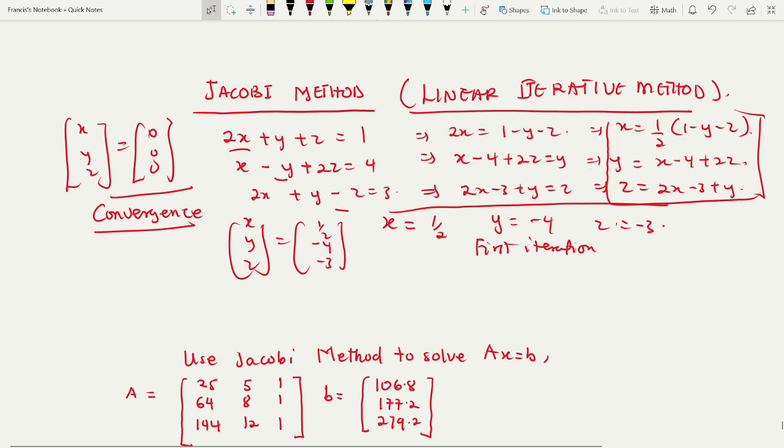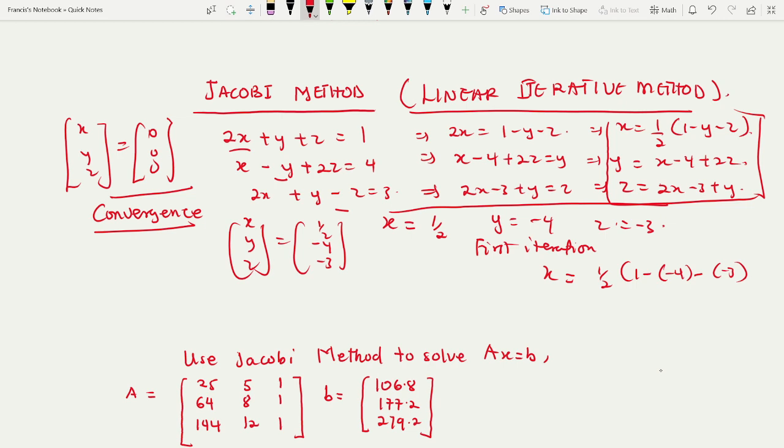So in our second iteration, you will just simply write x is equal to 1 out of 2 multiply 1 minus the y here, which is -4, right? You simply bring -4 minus the z here, which is -3, in that order. So you also get a new set of values for our unknowns, and this is what we call iterations.